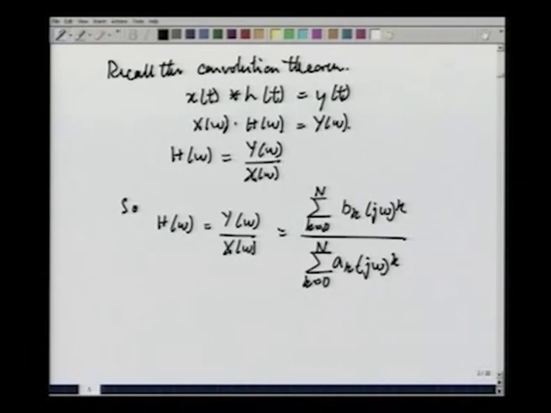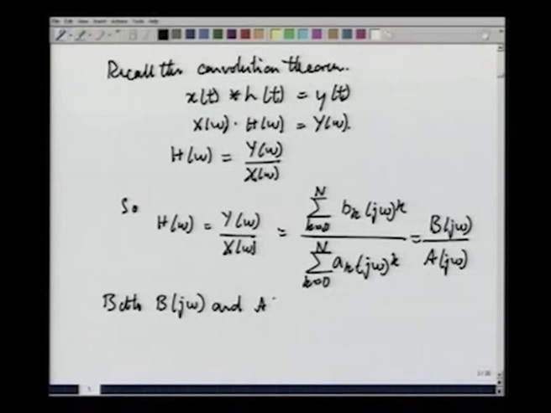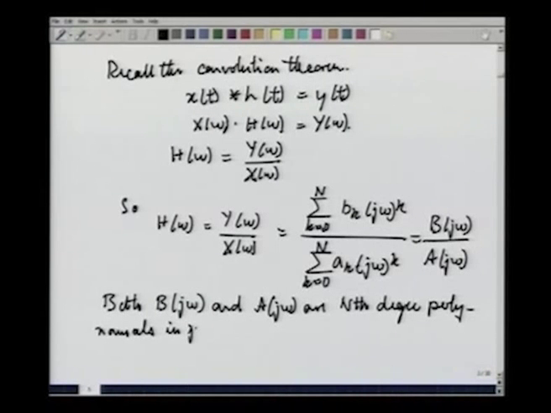Now, both are nth degree polynomials, the numerator and the denominator. I will call this B of j omega over A of j omega. Then both B j omega and A j omega are nth degree polynomials in j omega with coefficients given by the a k's and b k's respectively.